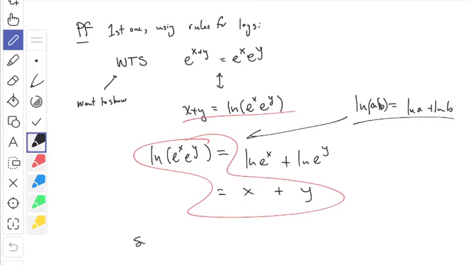Just to finish this off like a proof: ln of e to the x times e to the y equals x plus y, as desired. This is something you see people say, "as desired." Just to let you know, this is what I said I wanted to show, and I've shown it. That's what that little concluding phrase means. All right.